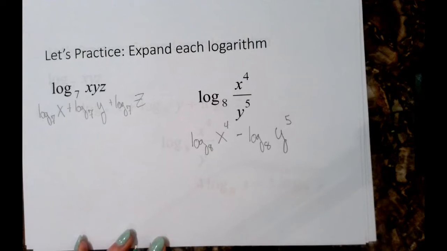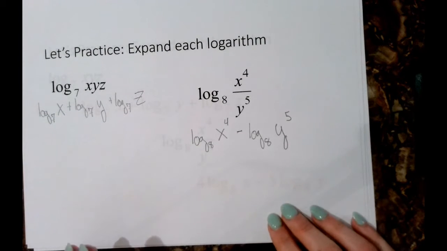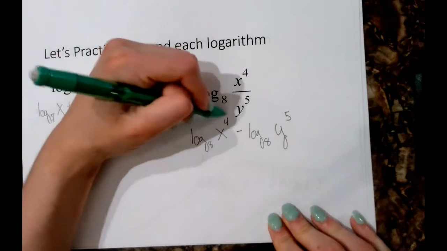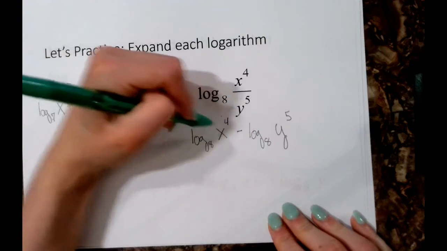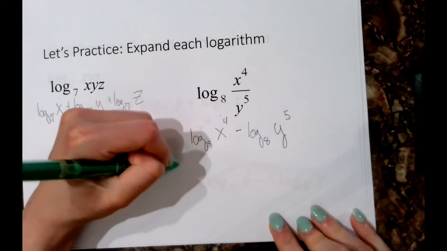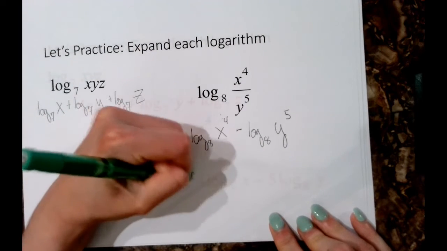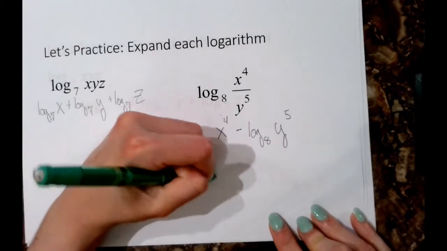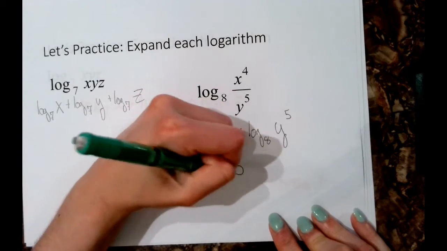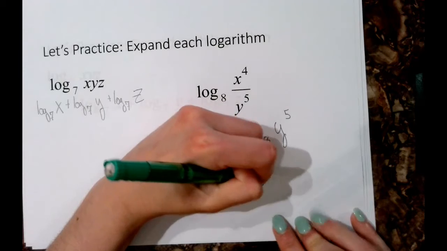Now we can actually use another property, and that has to do with our exponents, right? Let's use that power rule to move these exponents out in front. So you end up with 4 log base 8 of x minus 5 log base 8 of y.